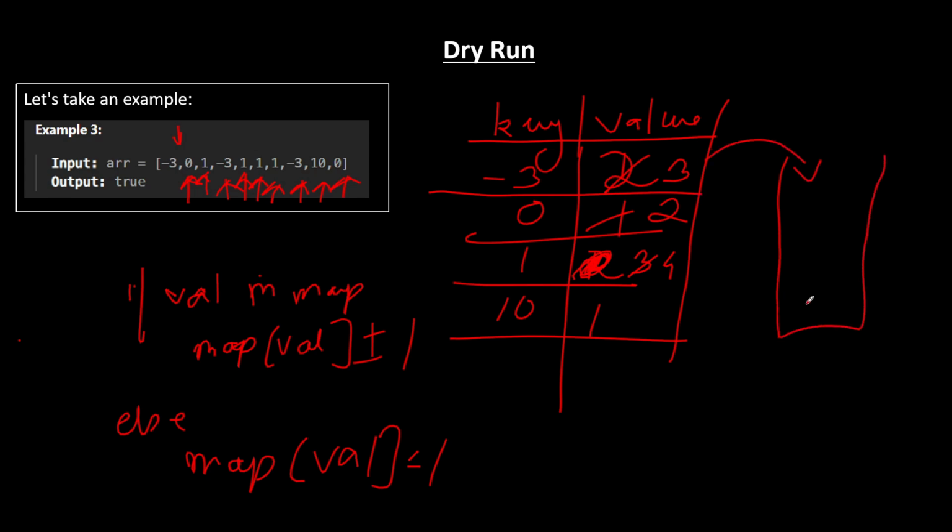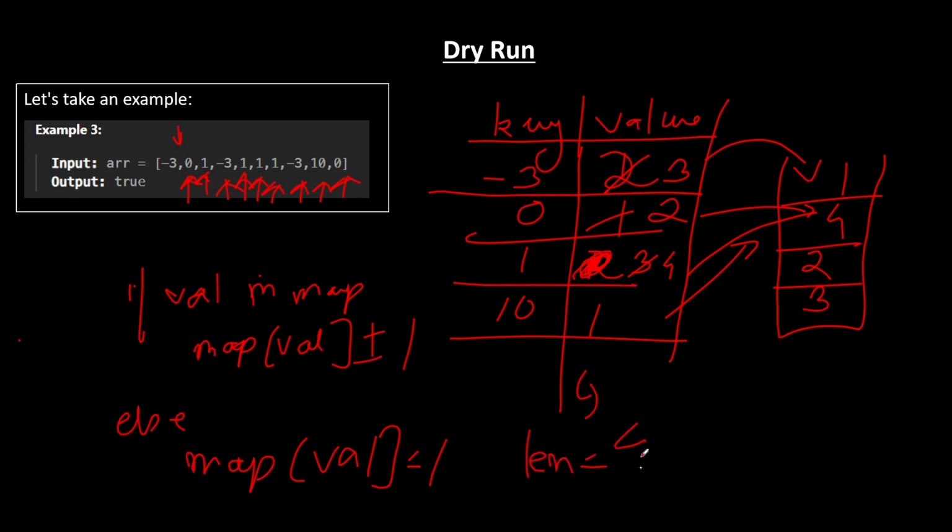3 is entered here. 2 is entered here. Right. Then 4 comes. Then 1 comes. Right. So we have 1, 4, 2, 3 with us. Next step was taking the length. Length of dictionary is 4. Length of set is 4. Since both are equal, we return true. Right. So this is the output of our example taken.